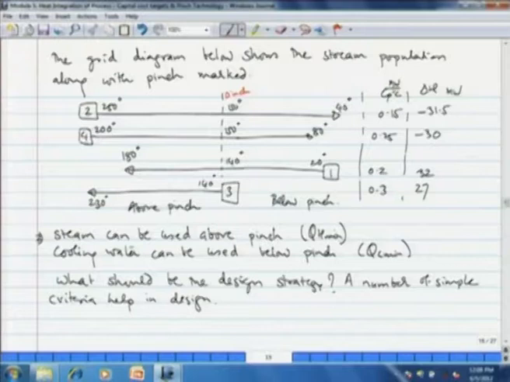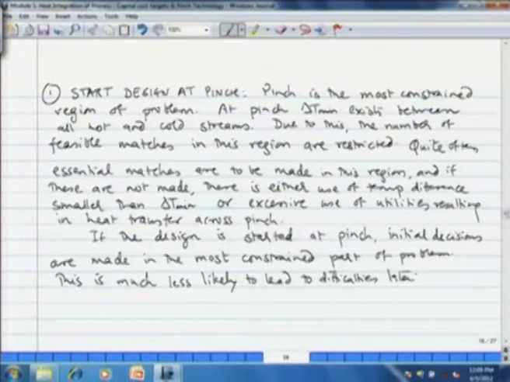We have two utilities, steam and cooling water. Steam can be used above pinch, that QH min we have already determined, and that was 7.5 megawatt, and then cooling water can be used below pinch. The QC min also we have determined as 10 megawatts in the previous lecture. What should be the design strategy? We have already identified one design strategy in the previous lecture, that we shall start our design at the most constrained region of the problem, that is near the pinch, and in addition we shall use some more criteria to help us match the streams without violating the delta T min constraint.